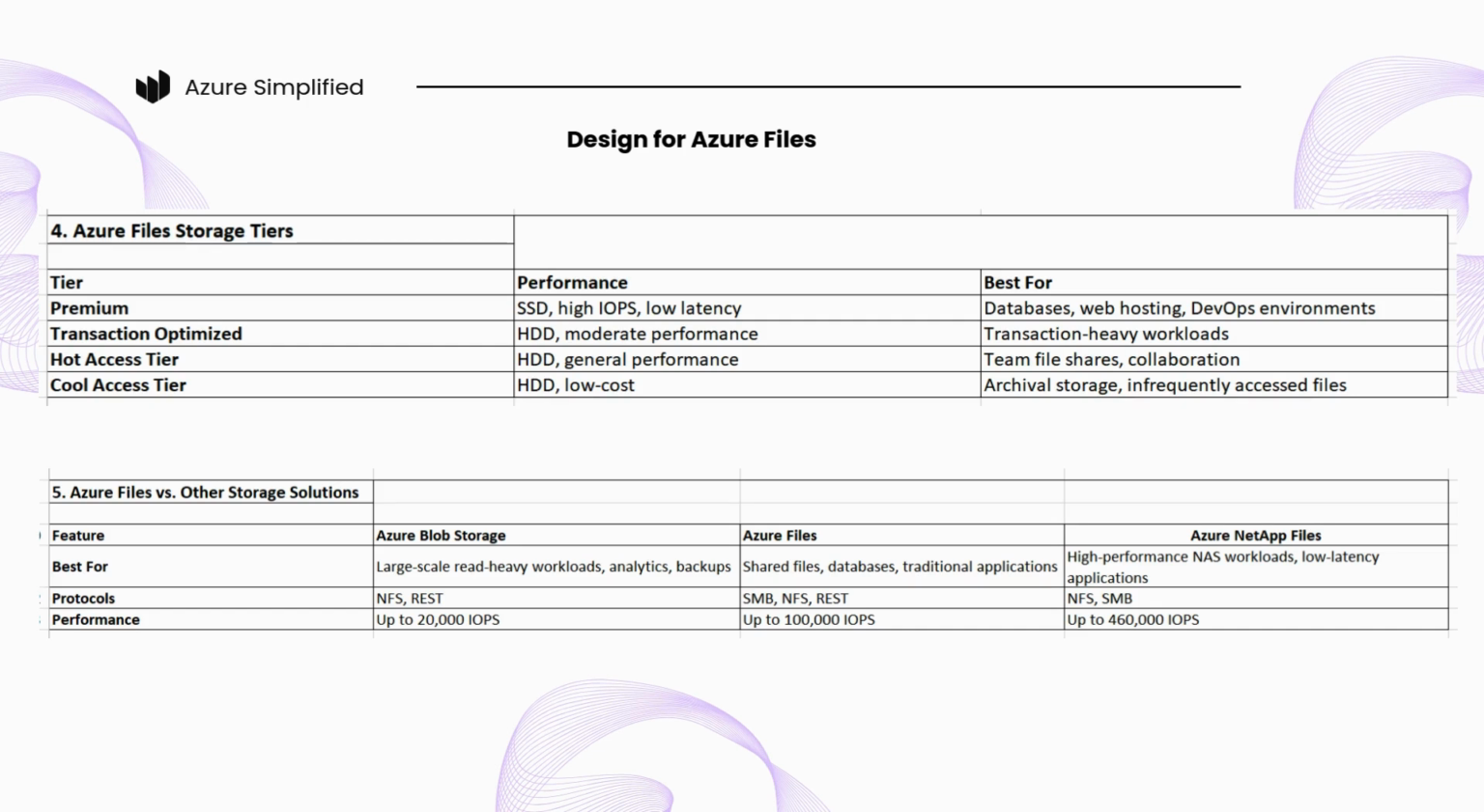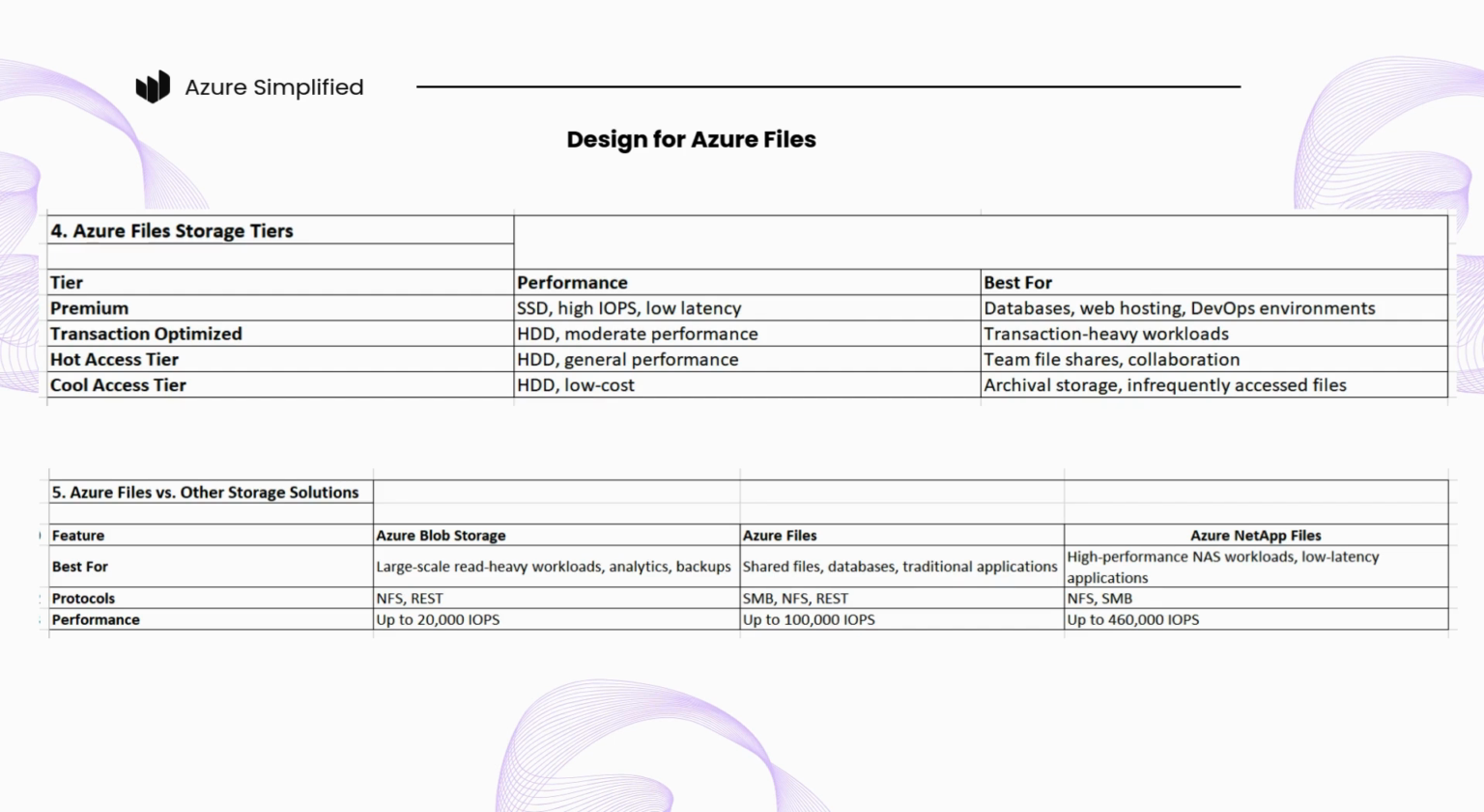Hot access tier uses HDD and provides general performance. Designed for frequently accessed files, like team file shares and collaborative environments. Cool access tier uses HDD but is optimized for cost efficiency rather than performance. Best for long-term archival storage and files that are rarely accessed.